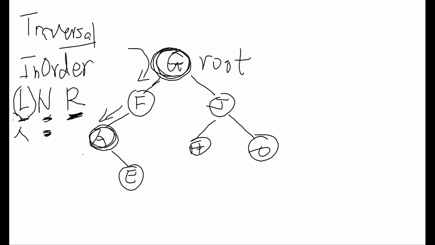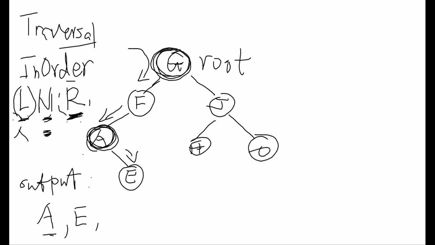And then you move to the node. I do have a node here, A. That's why I output A. Then what? Then you need to go to the right. What is the right? It's E. So I'm going to output E.